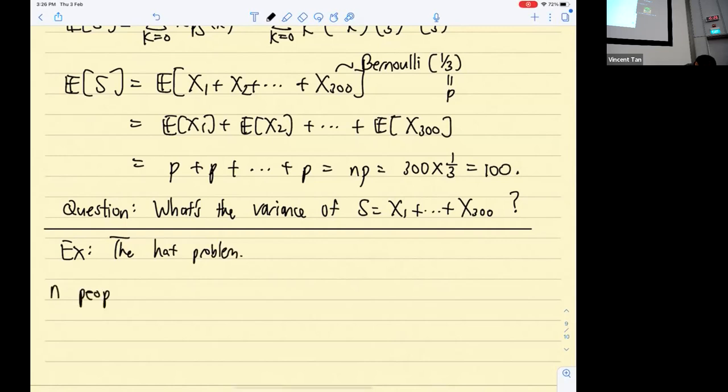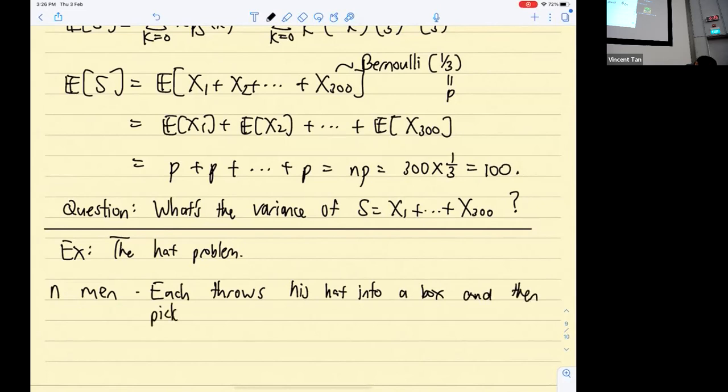So you have N people, and each of the persons throws, say these are all men, N men, because I don't want to deal with having to talk about gender, and each person throws his hat into a box, and then picks up one hat at random, uniformly, out of the N hats that are inside.